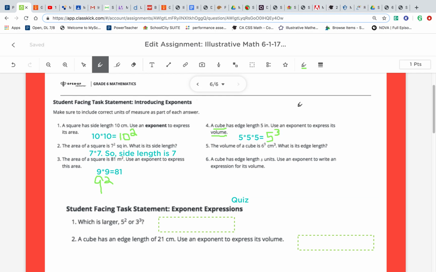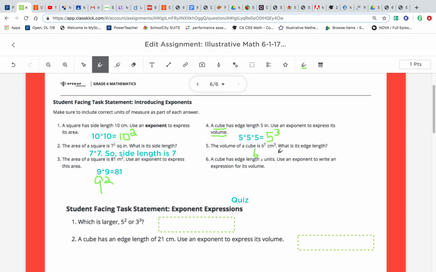All right. And then for number 5, it says the volume of a cube is 6 cubed centimeters cubed. What is its edge length? Well, the edges of a cube have to all be the same. They have to all be 6, right? So like up here, we did 5 times 5 times 5, and that was really 5 to the power of 3. Well, here they're writing it with the exponent. So we want to go back the opposite direction and see what the edge length would be, and it would have to be 6. Right? So we can just say it's 6. Okay.